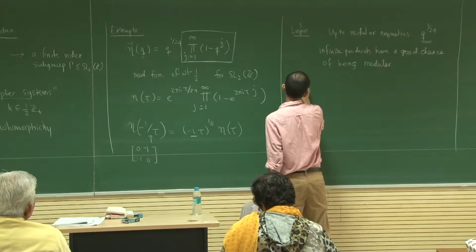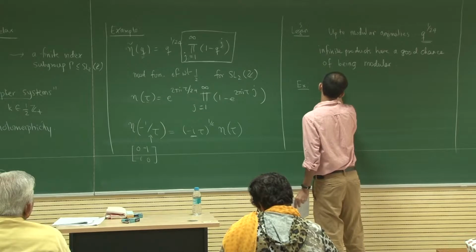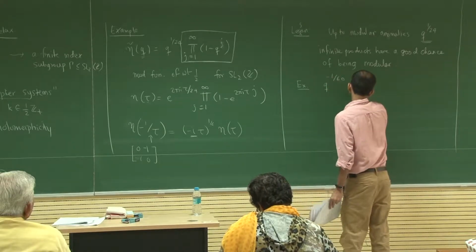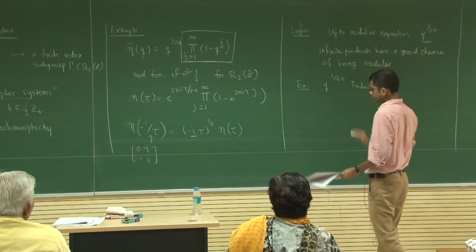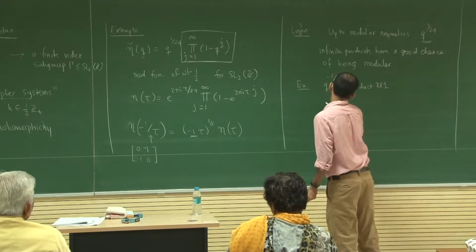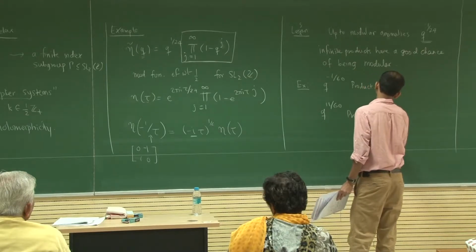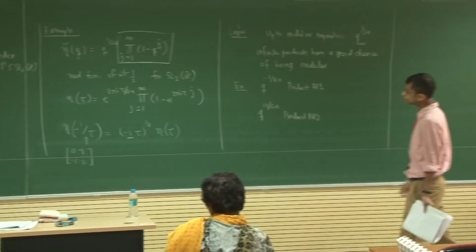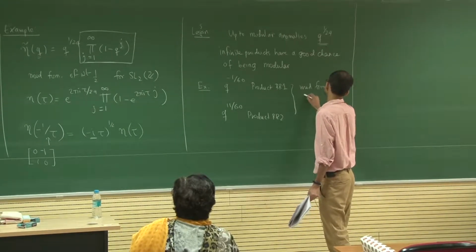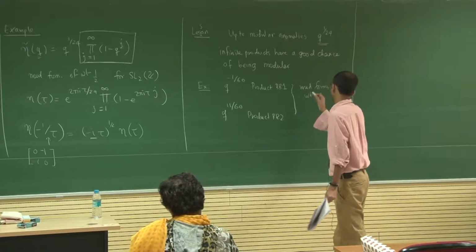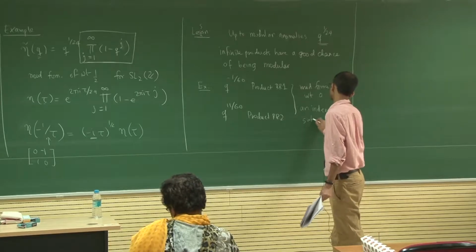And an example is, I will indicate how you prove this later: the product in the first Rogers-Ramanujan identity times q to the negative 1 over 60, and the product in the second Rogers-Ramanujan identity times q to the 11 over 60. Both of these are modular forms of weight 0 for an index 60 subgroup of SL2Z.